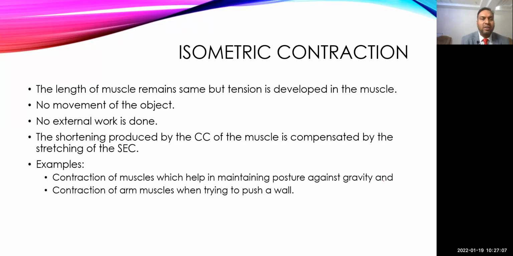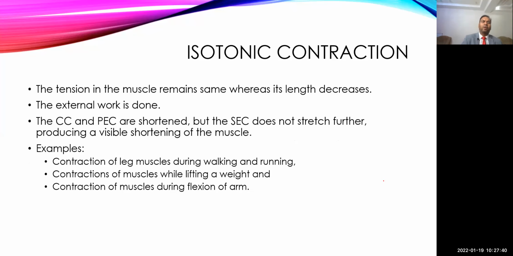Isometric contraction is when the length remains the same even though the muscle is contracting, but tension keeps on increasing. That type of contraction is called isometric contraction. Since there is no object and no movement occurring, there is no external work done. This causes shortening of the contractile component, but it causes stretching of the series elastic component. Examples are pushing against a wall or maintenance of body posture against gravity. These are examples of isometric contraction.